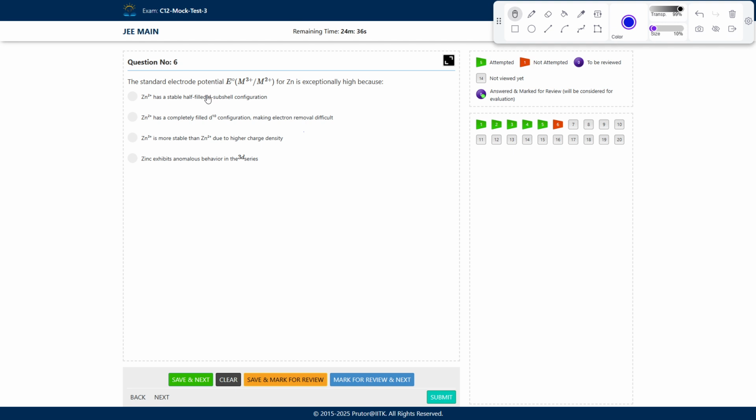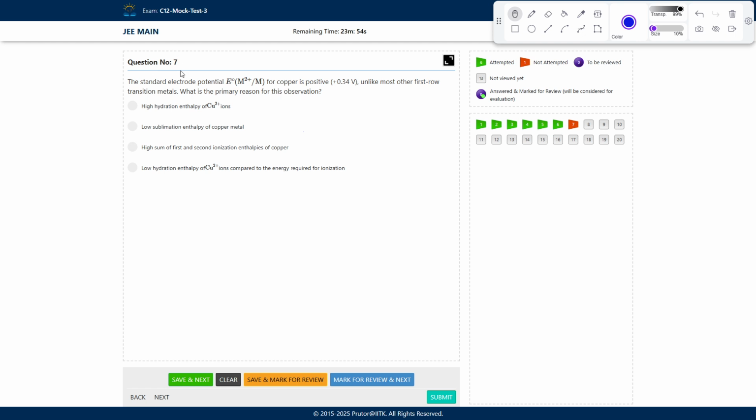Okay, so the correct reason explaining why zinc has an exceptionally higher standard electrode potential value of M3+ to M2+ is that zinc 2+ has a d10 configuration, which is completely filled and stable, due to which the removal of an electron will need higher energy, so it is going to attain the higher E naught value. Hence, our correct answer is going to be option B. Okay, let's move to the next question.